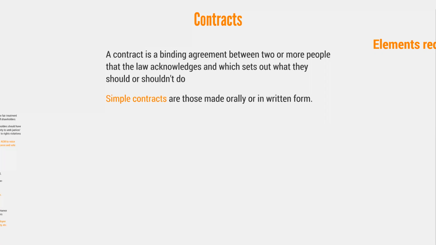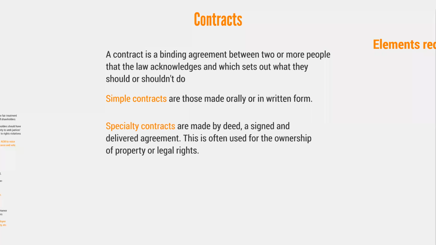And one type of contract is something called a simple contract. A simple contract is made either in an oral or in a written form. And this is what the vast majority of contracts are. They're simple contracts. And by simple contracts, we mean they don't have to be in any particular form. Now, that sentence might make more sense when we talk about specialty contracts, because specialty contracts have to be in a specific form.